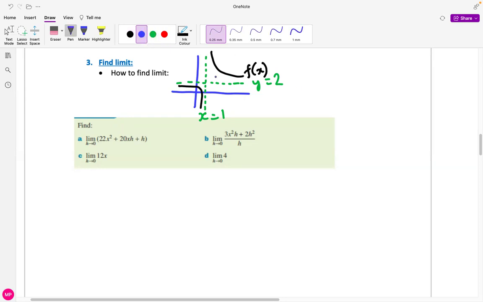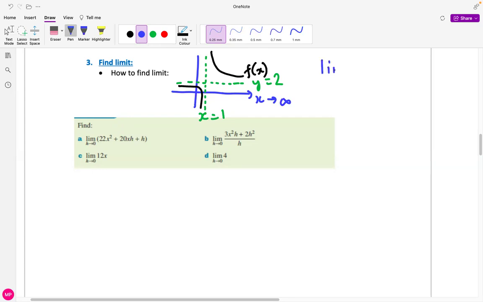As you can see, as x approaches infinity, so x keeps going to infinity, look at the black line. You can see it keeps decreasing, but it can never reach the asymptote, which is 2. So it can never go below 2. That's called a limit. A limit is something that you keep approaching, but you will never get to.